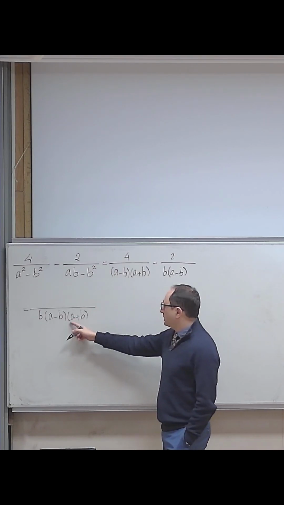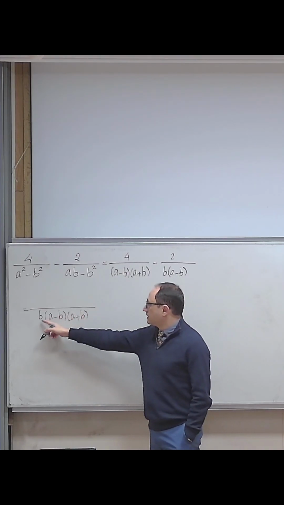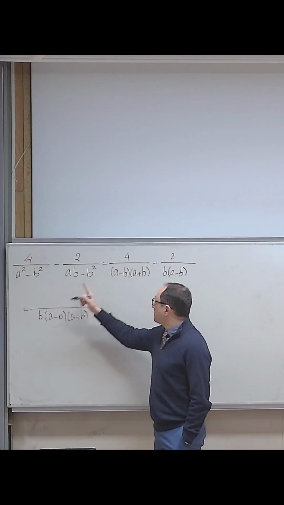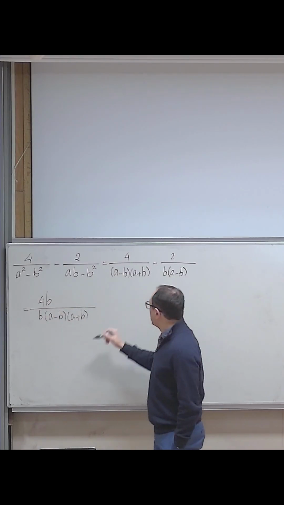And then I compare this LCD with the denominator of the first one. I can see that I have this extra factor of b. This should be multiplied into the numerator. So this becomes 4b. Then I have the minus sign.